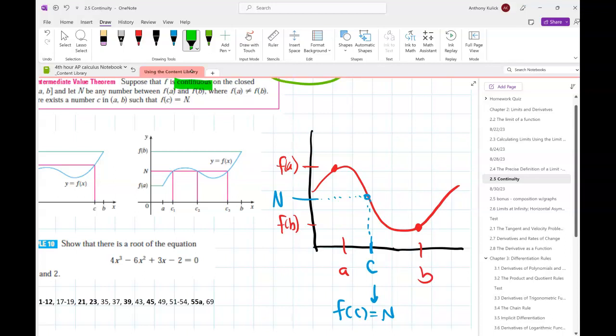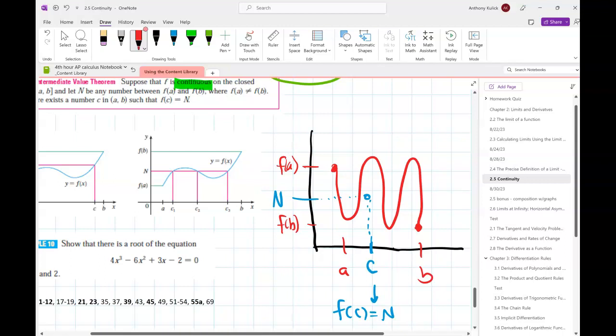Could there be more? Sure. If instead this function did that, then there are bunches of C's. I have a C here and here and here and here and here. There's a whole bunch of them. But that doesn't matter. All we need is one, and we don't even need to find one. We just have to show there is such a C. Doesn't matter which one it is. If there's more than one, well, there has to be at least one. But we don't have to find it.